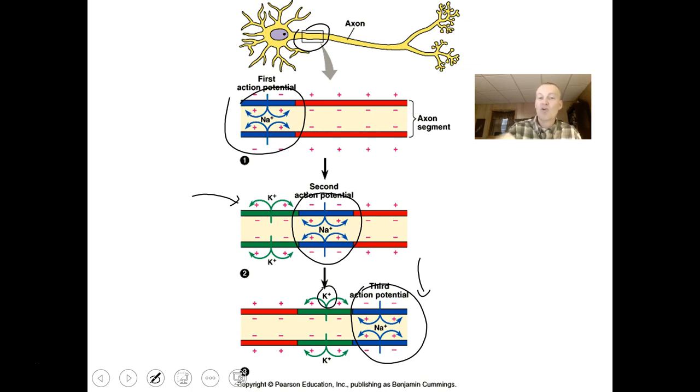So essentially, an action potential starts here, then the next action potential, next action potential, next action potential. So it flows all the way down. These action potentials flow all the way down until they get to the synaptic knob at the very end.